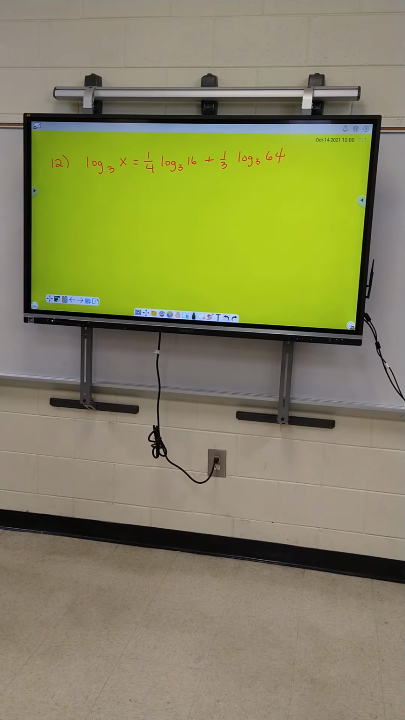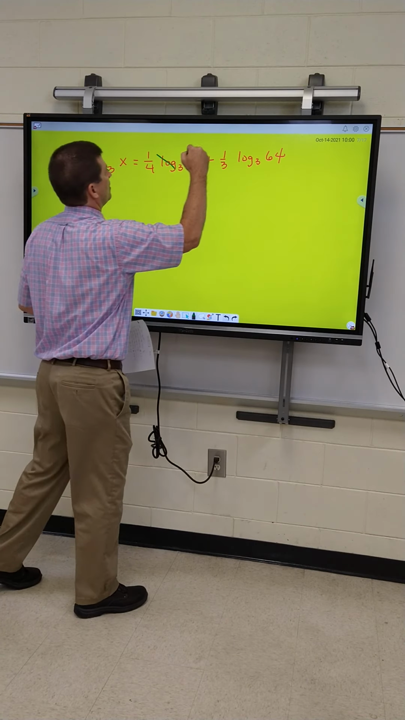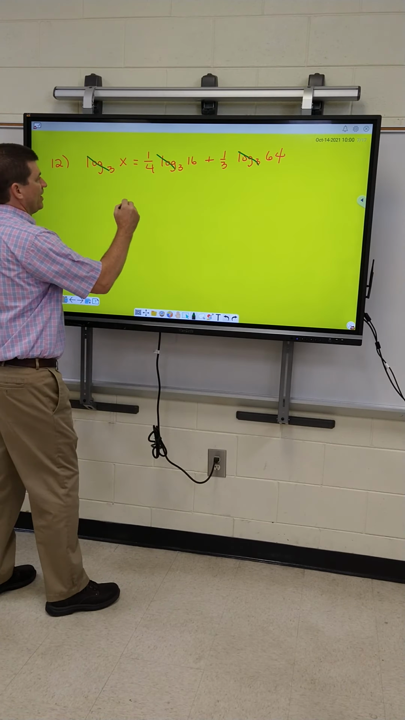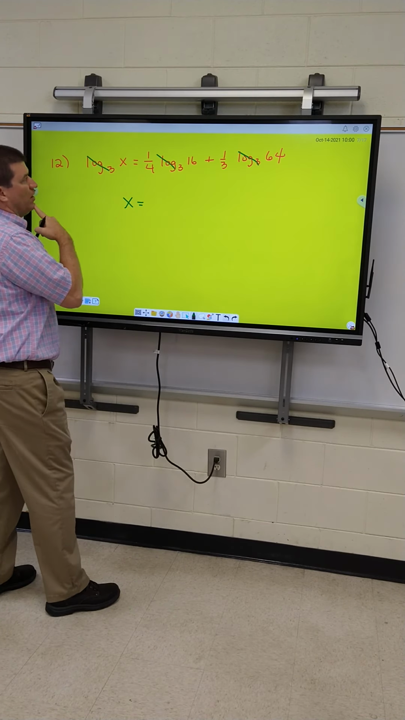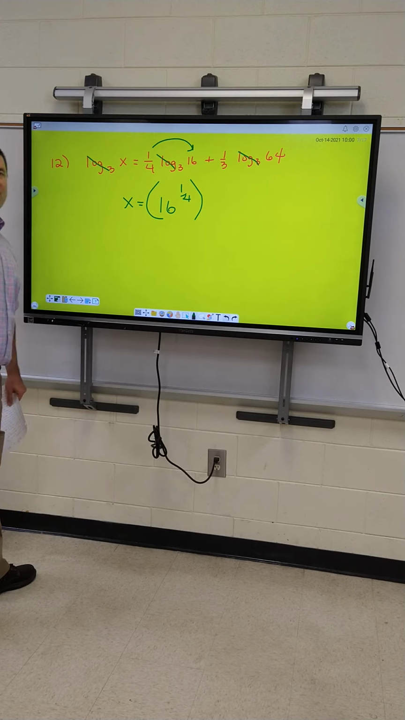All right, let's look at 12. First step, cross out all your logs. All right, so now we got x equals what? Well, look, I got 1/4 in front of the log. What does that become? That becomes your exponent over the 16. So I got 16 to the 1/4. Everybody understand how I got that?